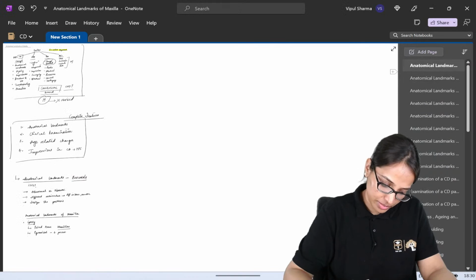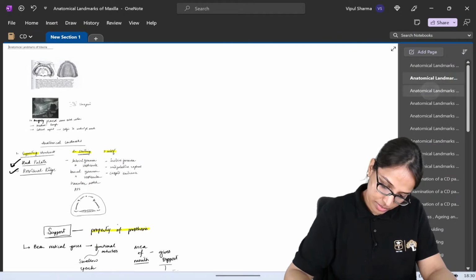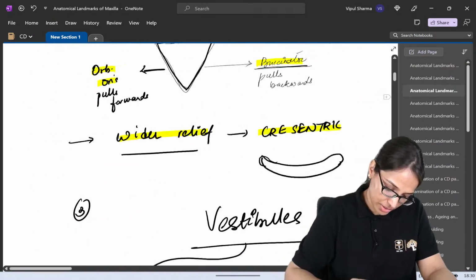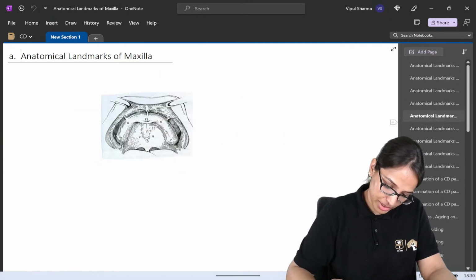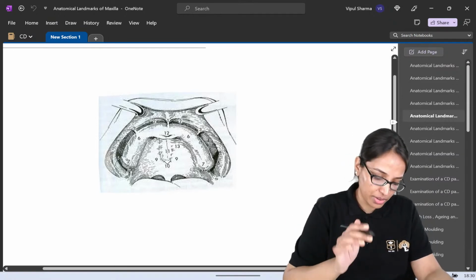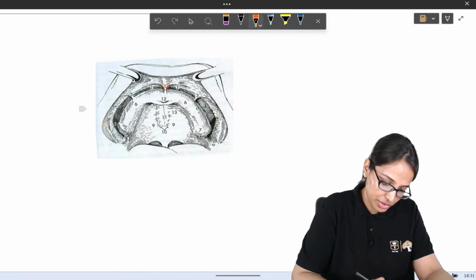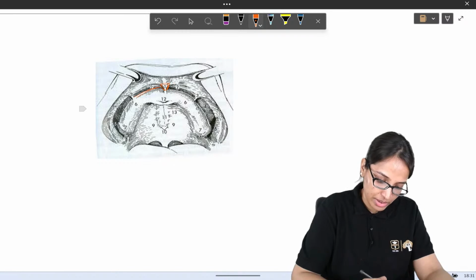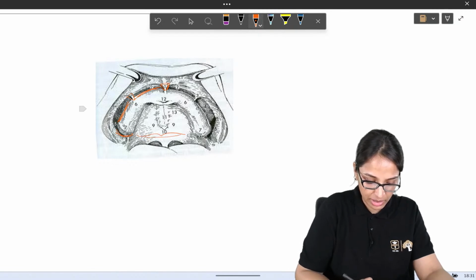So, if we come to our images, I'm just having a look if there is any image that we have missed out and not discussed in anatomical landmarks. Yes, so I have included the last image, the first image here, and now let us identify all of our structures, just to briefly revise everything. We have our limiting structures as labial frenum, labial vestibule, buccal frenum, buccal vestibule, hamular notch, and posterior palatal seal area.